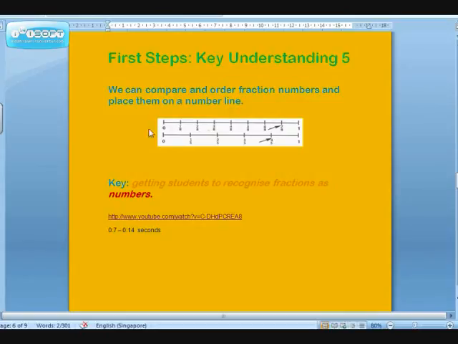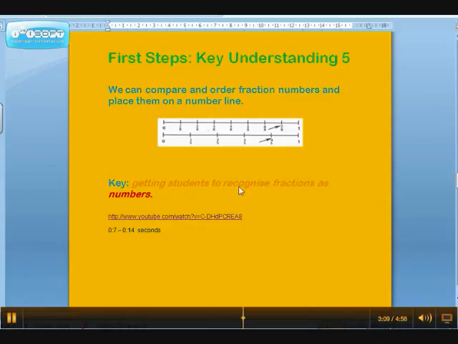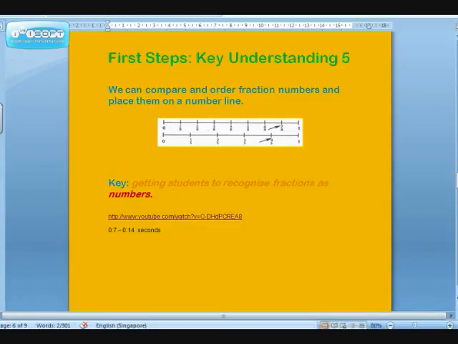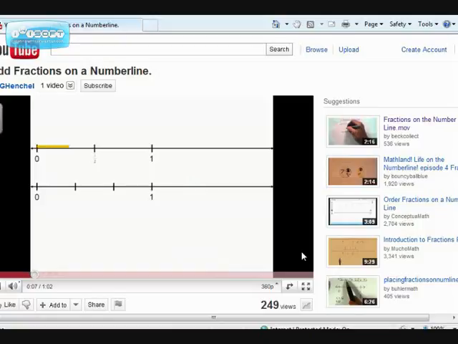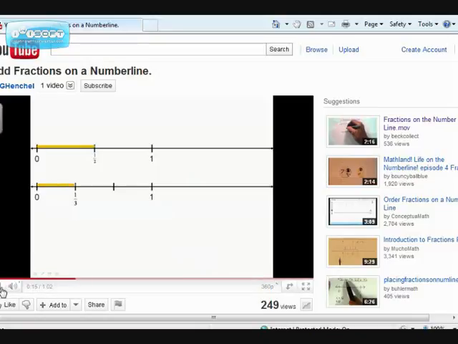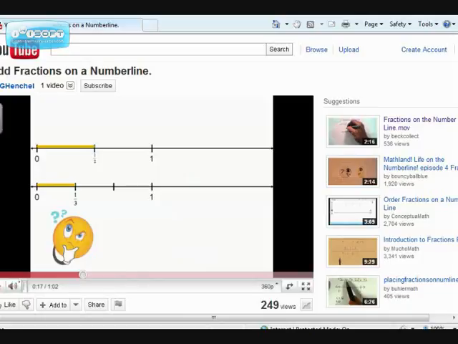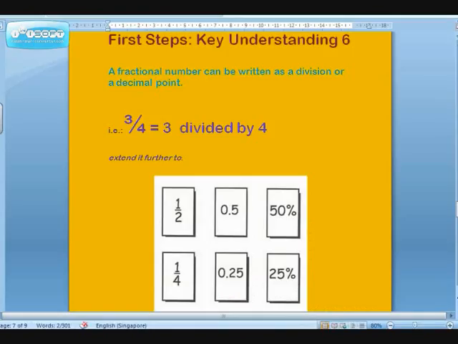Key understanding area 5 asks that we can compare and order fraction numbers and place them on a number line. Here the key is getting students to recognise fractions as numbers. We have another YouTube video which unfortunately does not have sound, but it shows a number line, and we're getting to see how big maybe a half is as depicted in the picture, or how big a third is. Some kids may at this level still think a third is bigger than a half because there's a 3, not a 2 used. This is incorrect, of course.